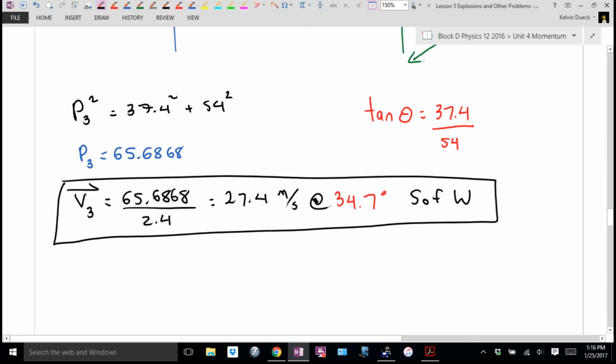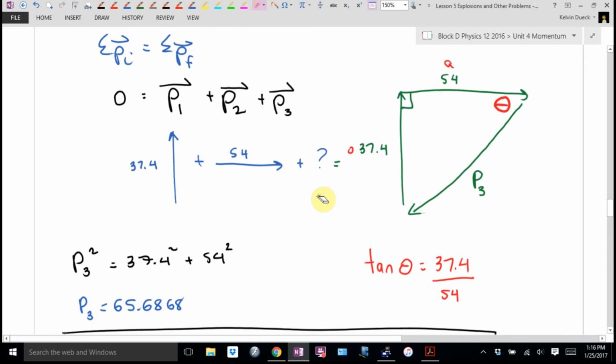Before we go on, Gilles, do you know how fast this is traveling? Yes. Do you know its mass? Yes. Could you find its kinetic energy then? Yes. Could you find the kinetic energy of this guy? Yeah. Could you find the kinetic energy of this guy? Yeah. That would tell you the kinetic energy of your bomb.